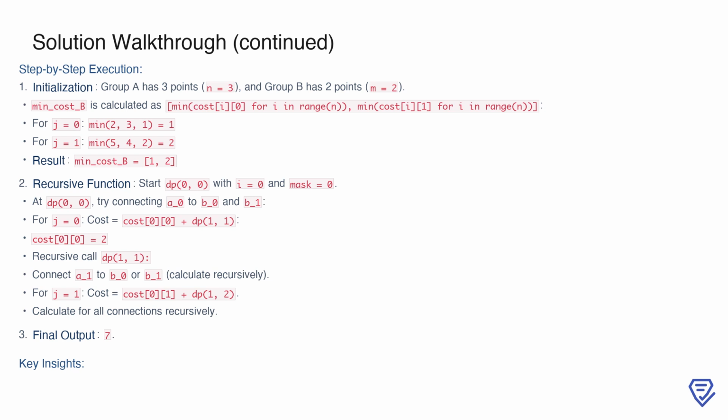For example, connecting A_0 to B_0 has a direct cost of 2, plus the result of a recursive call to dp 1. Similarly, connecting A_0 to B_1 has a direct cost of 5, plus the result of dp 2. These recursive calls further explore the costs of connecting subsequent points in Group A to points in Group B. After evaluating all possible connections, the minimum cost is determined. The final output for this example is 7.